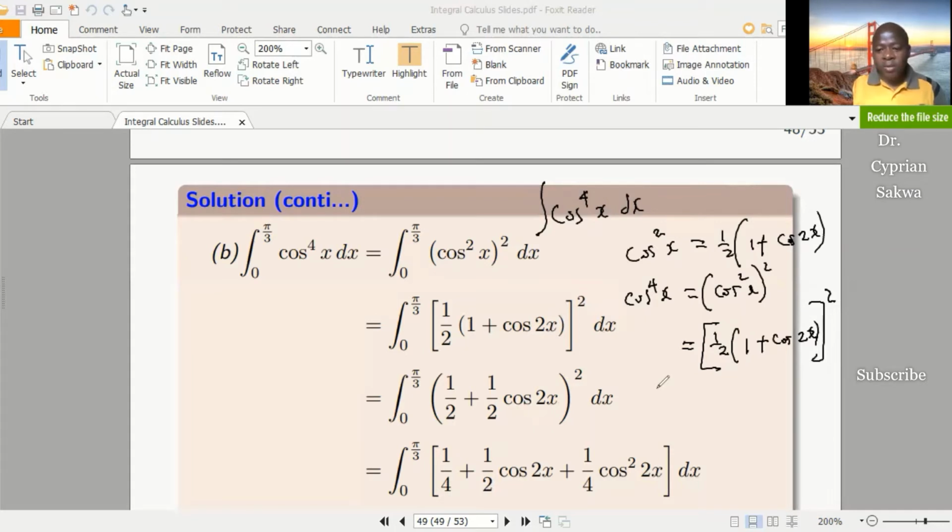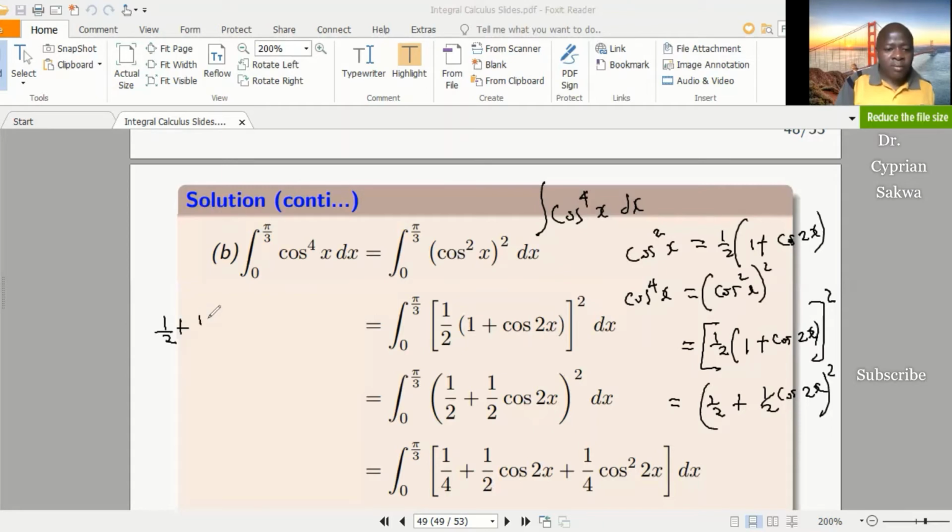I want to open this bracket in a square. For instance, if I open this bracket, this is what I have, a half plus a half cos 2x, and then I square it. Squaring means I multiply by itself. So let's just do that.